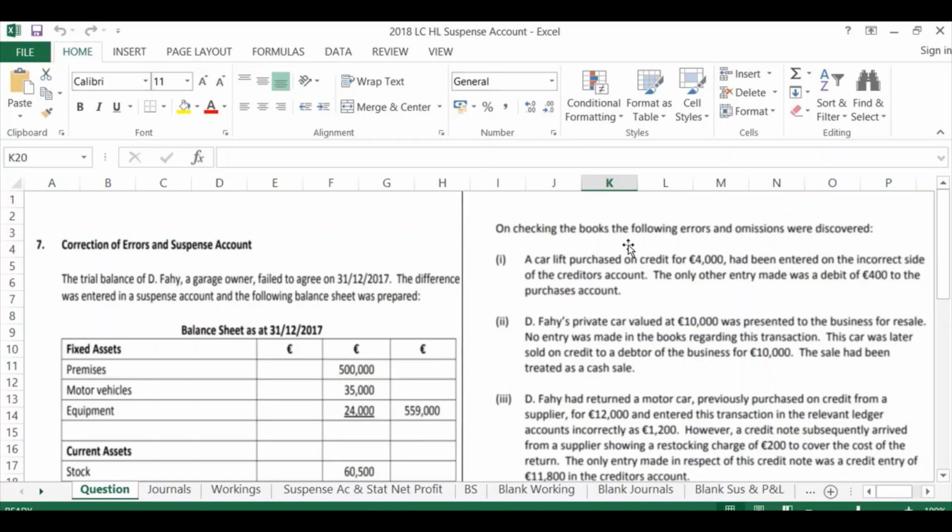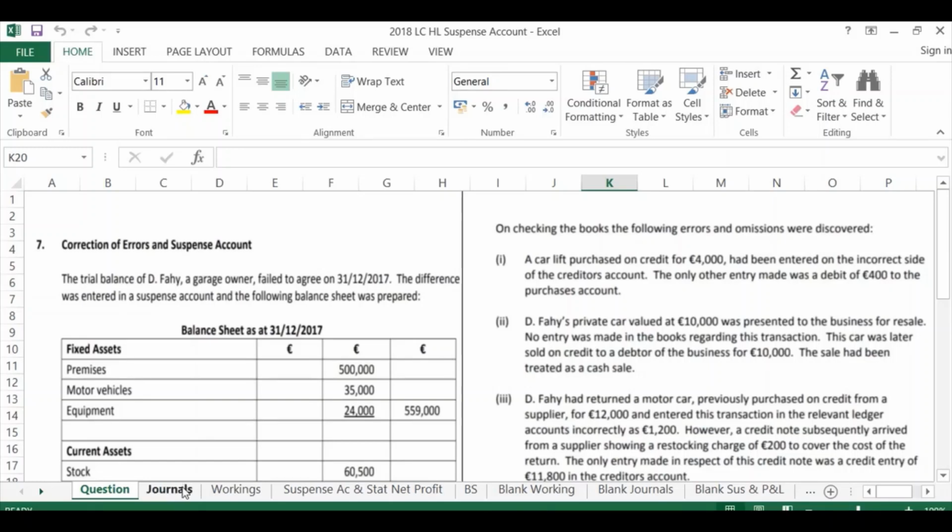Okay, so for this one here, when they purchased the car lift, they should have debited equipment and they should have credited creditors. Now, they don't debit purchases. While they are a garage owner, the car lift wouldn't be for resale, so it shouldn't be included as a purchase. It is equipment, it's a fixed asset. That's what you should have done. Now, what they did, they put it on the incorrect side of the creditors account. So instead of crediting creditors, they debited creditors, and then they also debited purchases with 400.